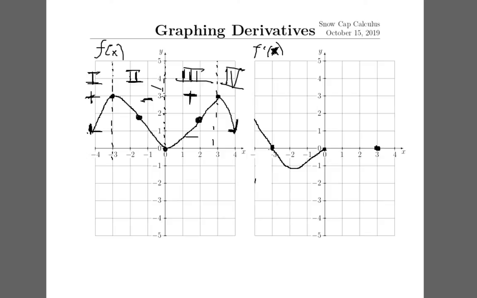We have an inflection point at 2. So we should have a maximum at 2. And then we know that our slope is positive, so it's always going to be above the x-axis. So it should look something like this. And then in our fourth section, our slope is negative again, so we'll go below the x-axis on f prime of x. So it'll go negative.